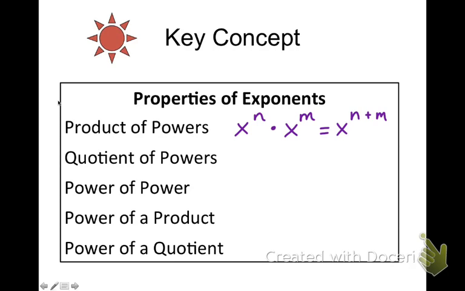If I had a quotient of powers, so instead of multiplying my two powers together, we did a quotient of powers. So let's say we had x to the n divided by x to the m. Then what do you do with your exponents? You subtract the exponents. So x to the n minus m.